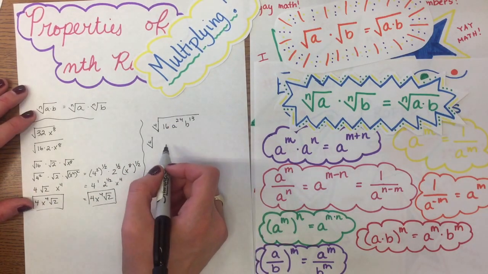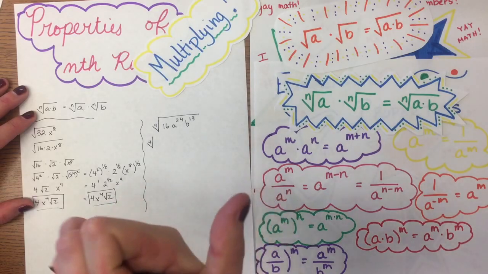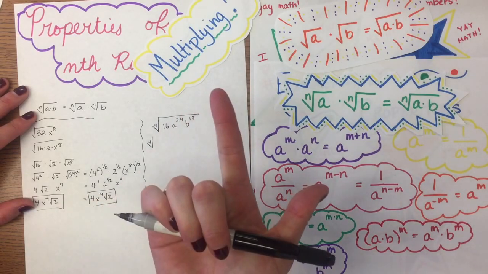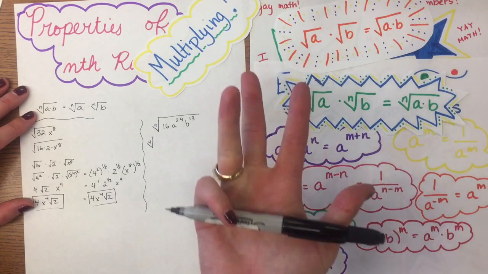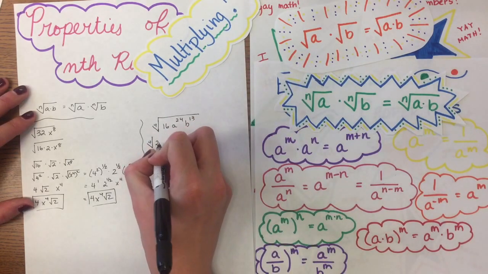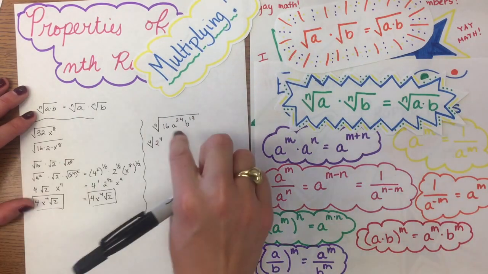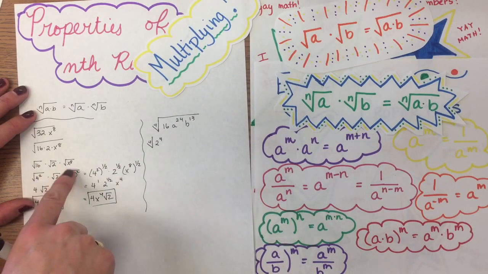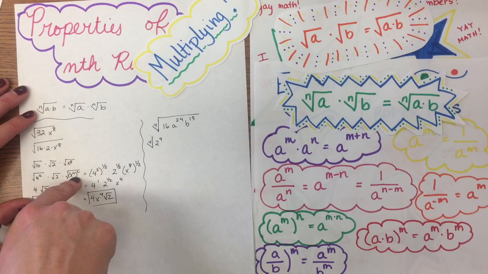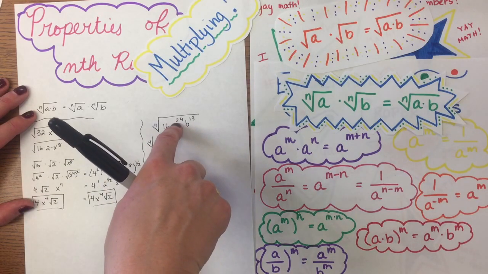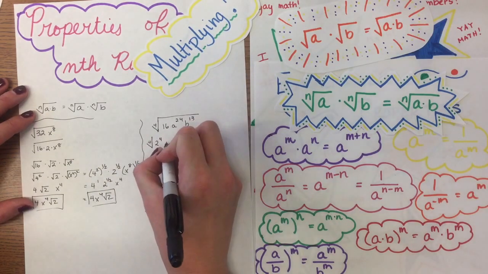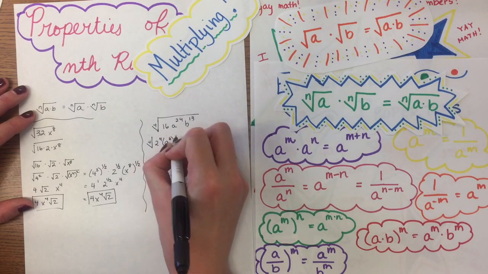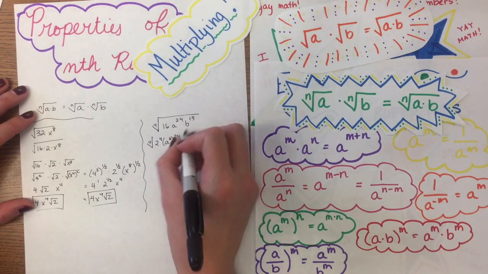So 16 I know is 2 to the 1 is 2, 2 to the 2 is 4, 8, 16. It's going to be 2 to the 4th. A to the 24, well, I could rewrite this similar to how I rewrote 8 here. 24 is divisible by 4, so I could rewrite this as a to the 6 raised to the 4.